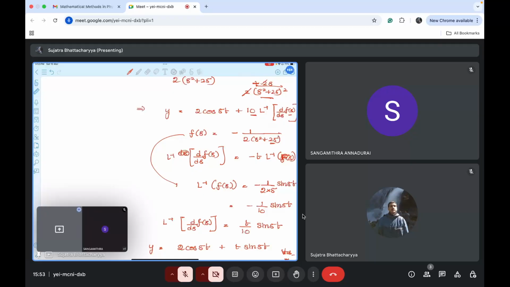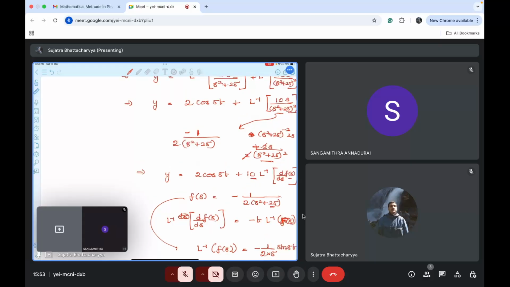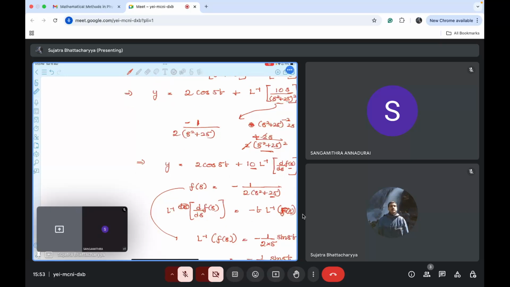Let me check the calculation once again. Yeah, this looks fine. Just a minute. We'll solve a few more questions and then go for the Dirac delta function.